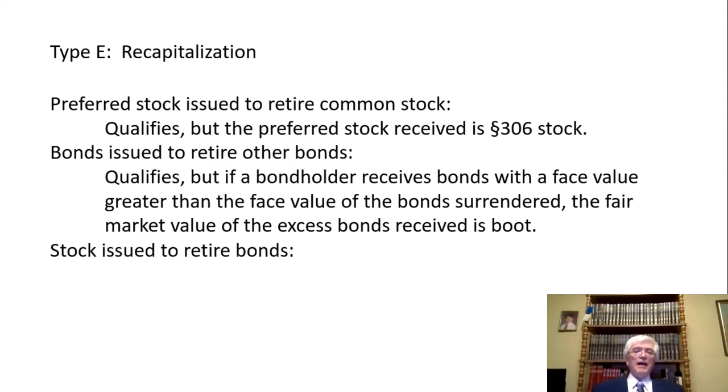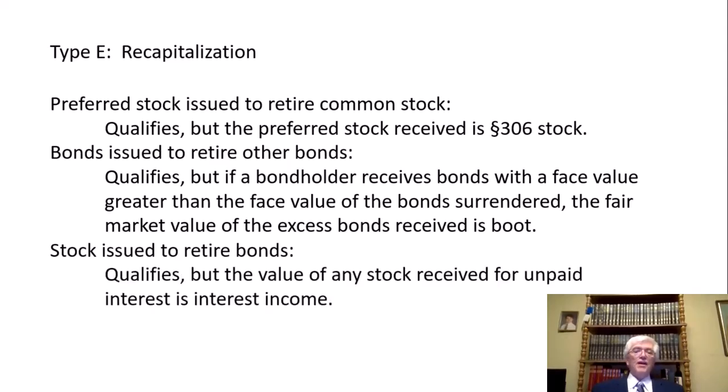Stock issued to retire bonds. That will qualify as long as you're issuing stock to retire the bonds. If you are also issuing stock to take care of unpaid interest, then the receipt of that stock is going to be treated as interest income. That's not going to be part of the Type E recapitalization, which is tax-free. Same as with the preferred dividends, the stock received for preferred dividends is dividend income. Stock received for unpaid interest is interest income. But stock received for the underlying securities is tax-free as a Type E recapitalization.